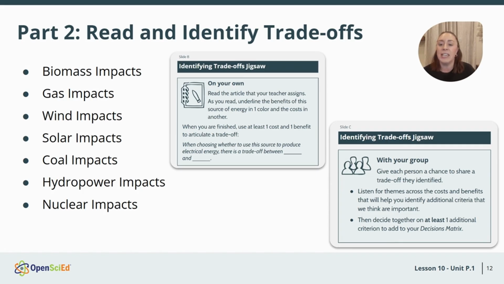This first one is in day 1, where students, again, are reading and identifying trade-offs. Students have one of these different energy sources that they read about, and they identify at least one benefit and one cost about their assigned energy source. And they articulate that into a trade-off statement that would sound something like, when choosing whether or not to use this source, we need to consider a trade-off between blank benefit and blank cost.